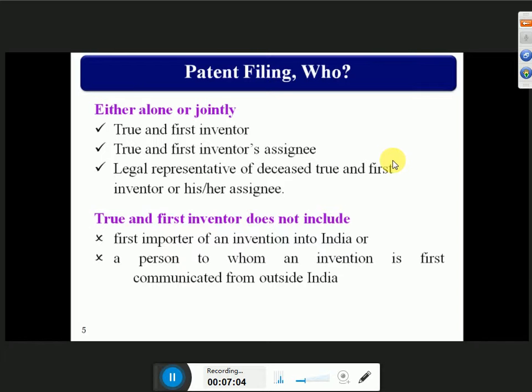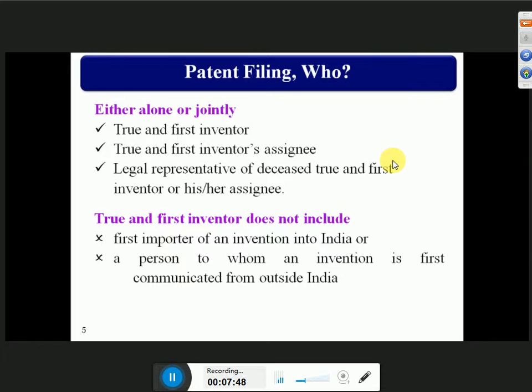There are major inventions coming from rural backgrounds where the literacy rate is very low. But even a person with a low level of literacy can have someone file the patent on his or her behalf, someone who can communicate with the Indian Patent Office. Or third, you can be the legal representative of the deceased true and first inventor or his or her assignee. There are patent attorneys available in India, where you can go, take help from them, and file the patent.